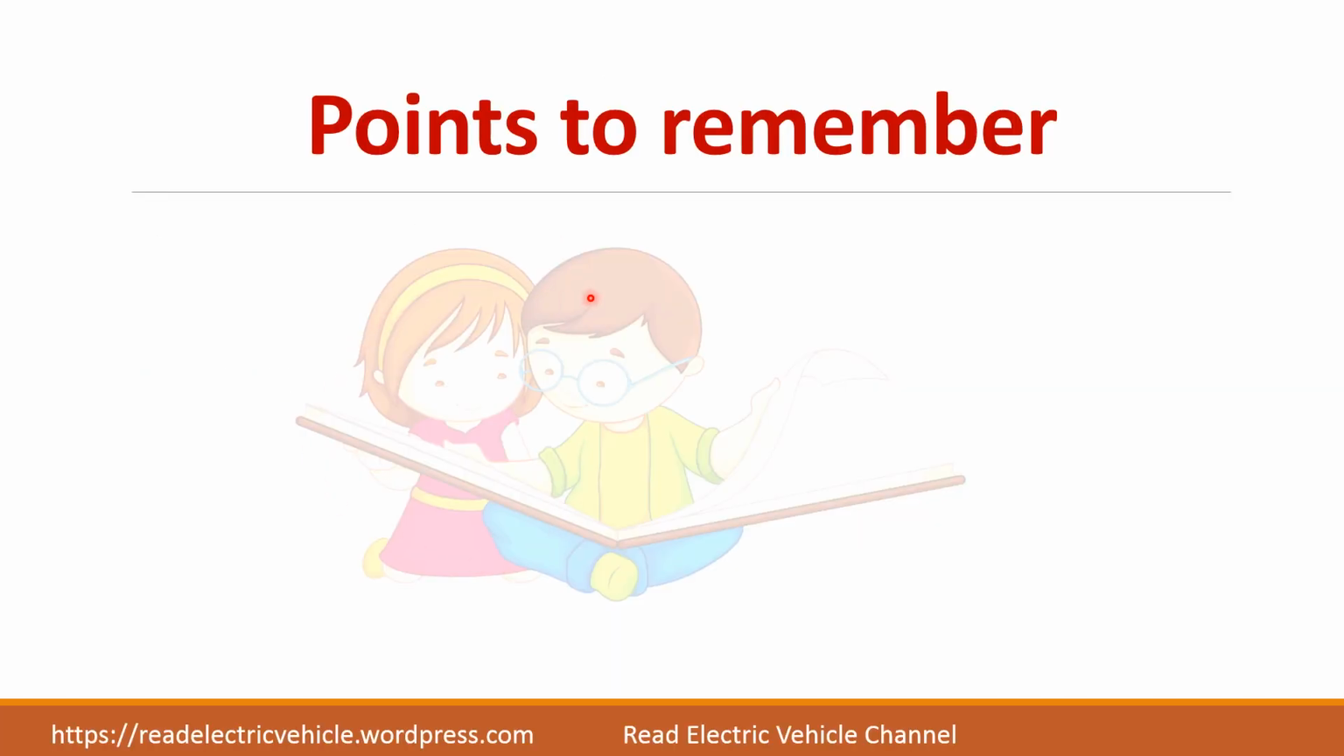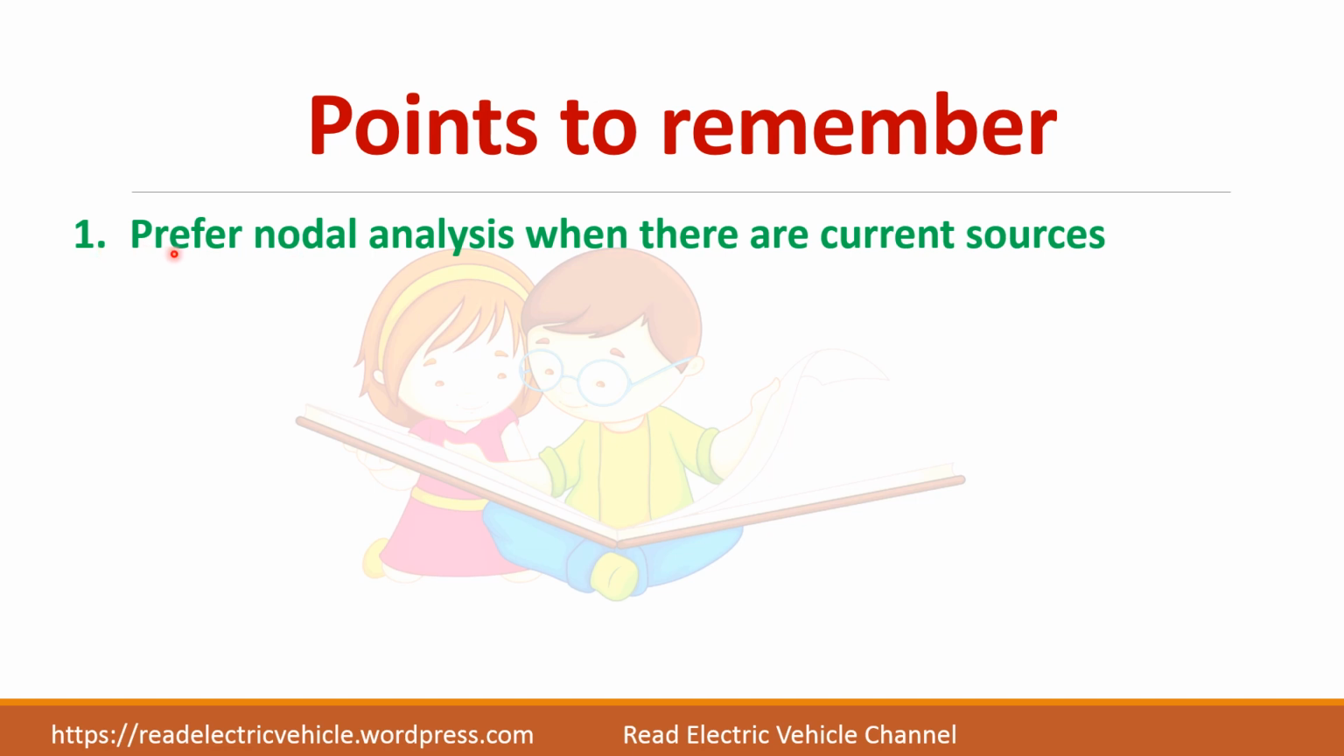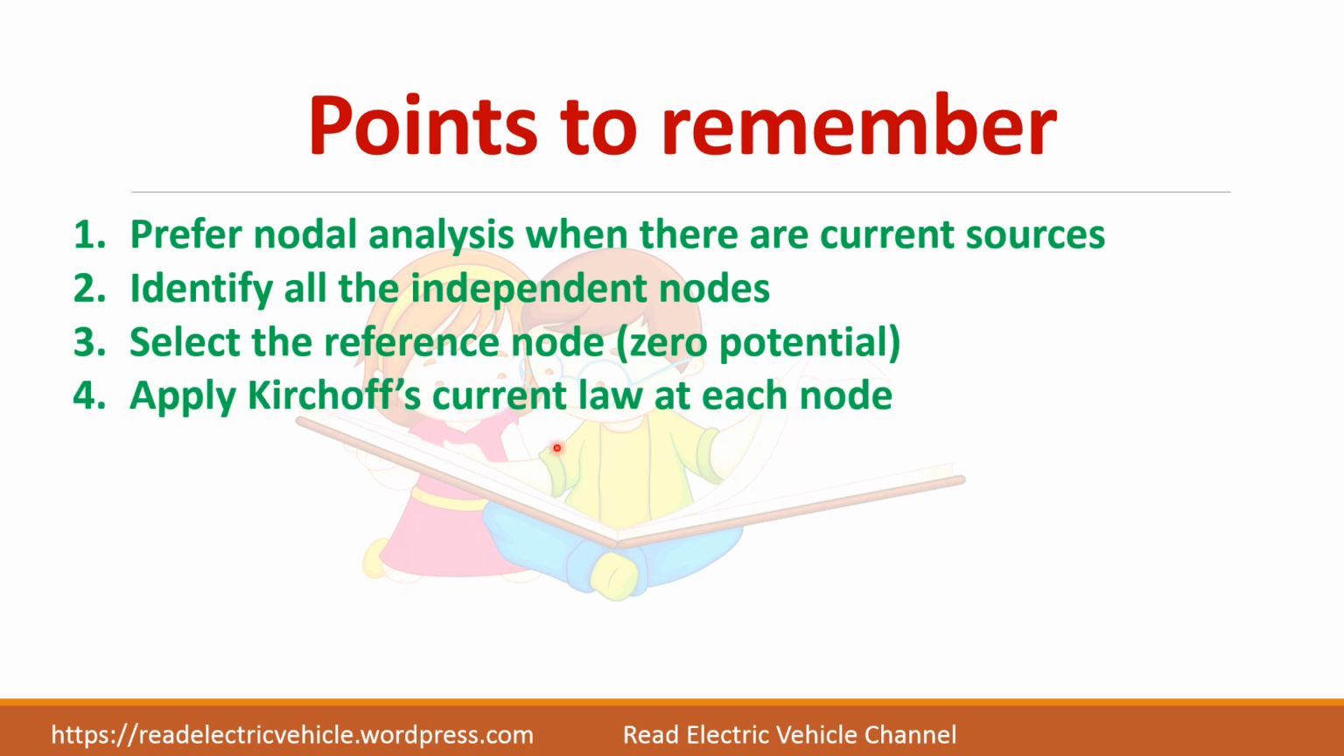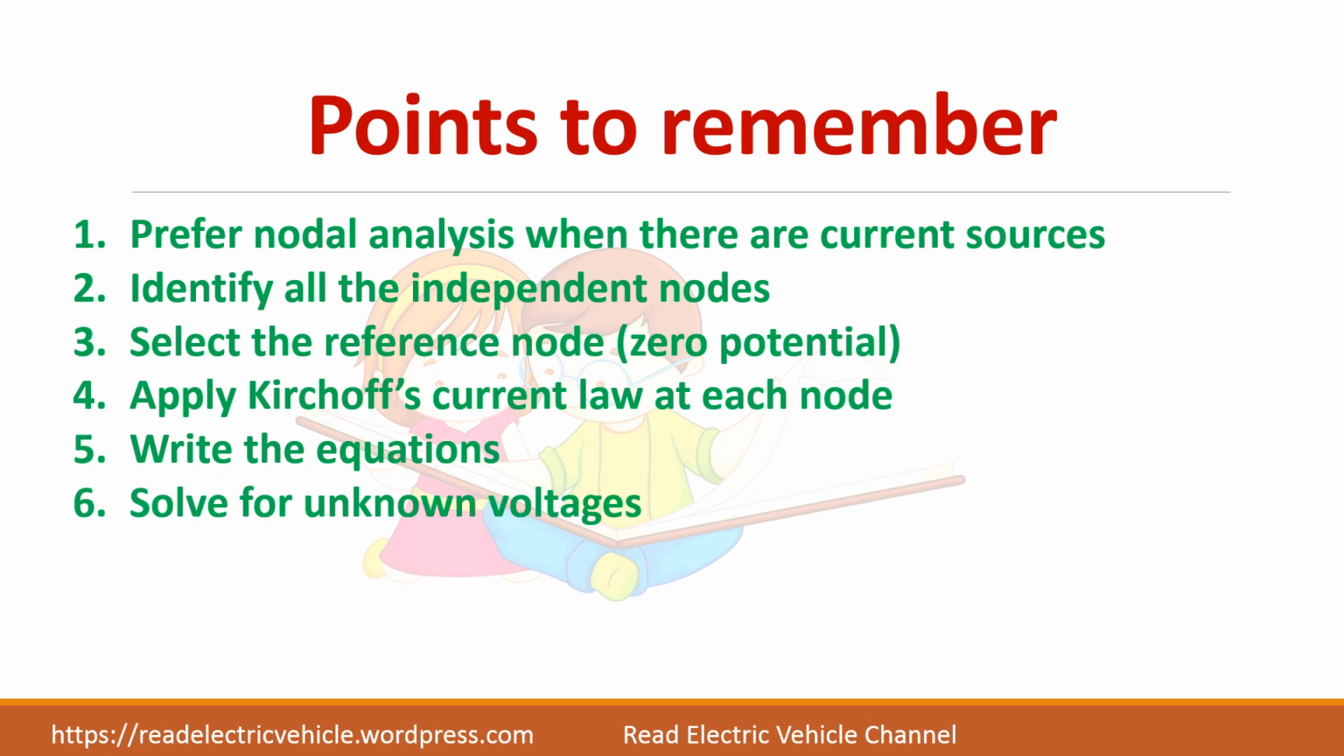So the points to remember here are: always prefer the nodal method when there are current sources. It will be easy. Identify all the independent nodes, select the reference node, apply Kirchhoff's current law, write the equations and solve for the unknown voltages.